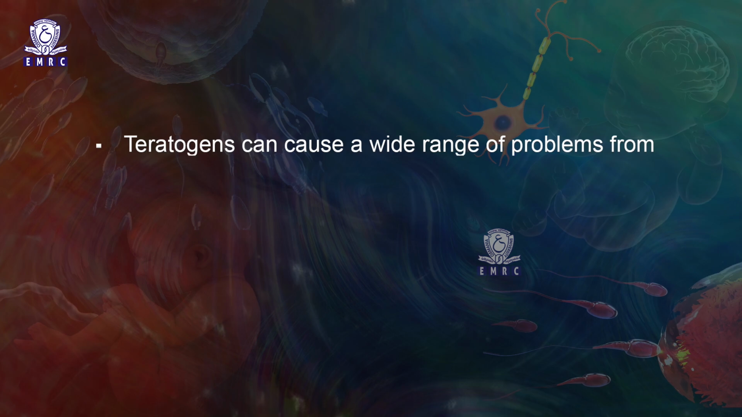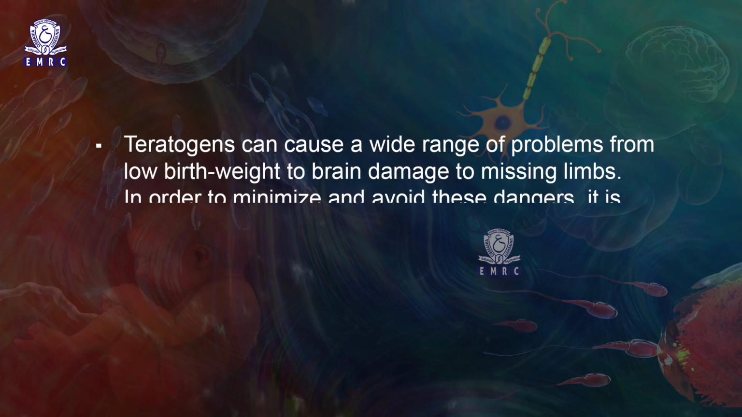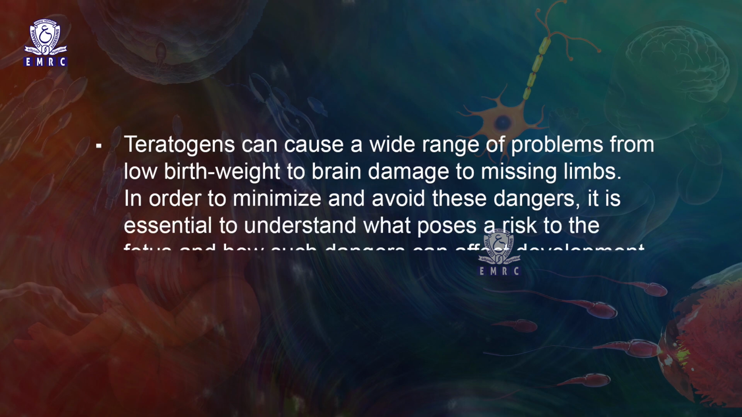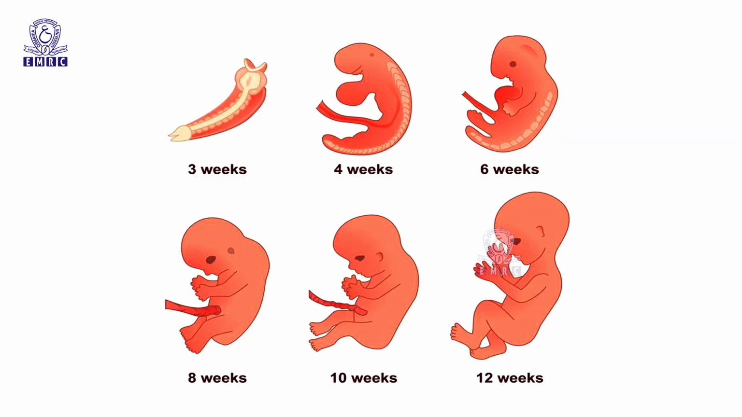Teratogens can cause a wide range of problems, from low birth weight to brain damage to missing limbs. In order to minimize and avoid these dangers, it is essential to understand what poses a risk to the fetus and how such dangers can affect development. We need to understand that the prenatal developmental process occurs during the 40 weeks prior to the birth of a child, and during each prenatal stage, environmental factors affect the development of the fetus.